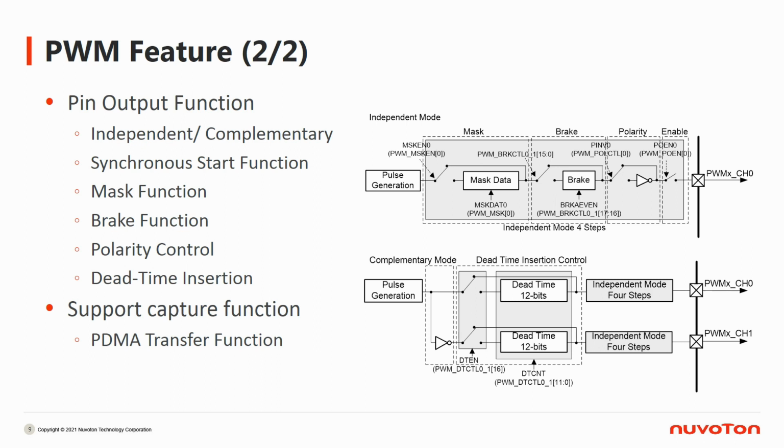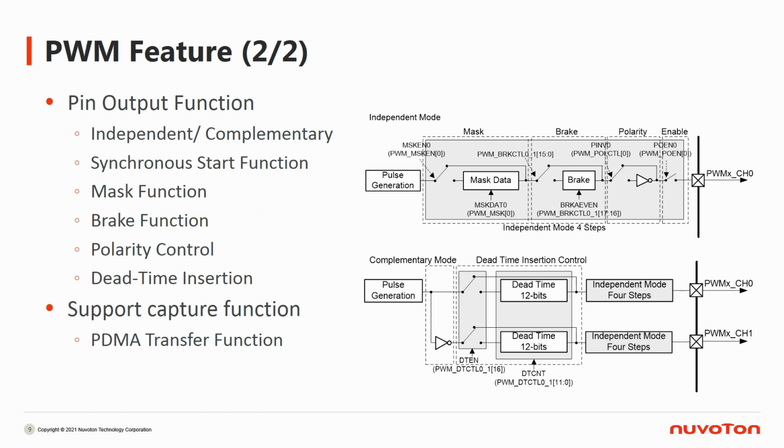Like the LED control we mentioned before, we can use polarity control to turn a 60% duty high into a 60% duty low to let the LED be on at 60% brightness. At last, the enable function is used to control whether the pulse will be output to the I/O pin.